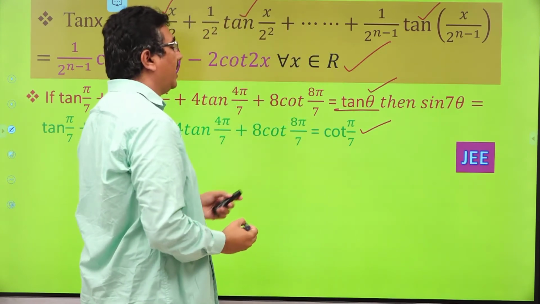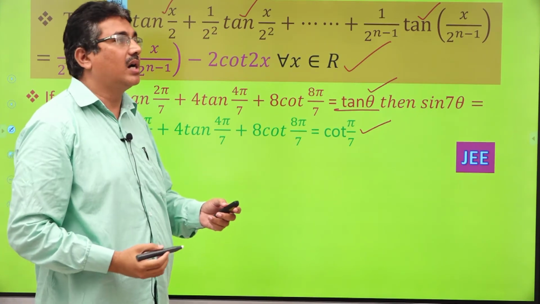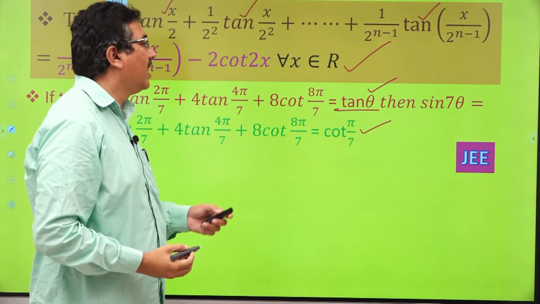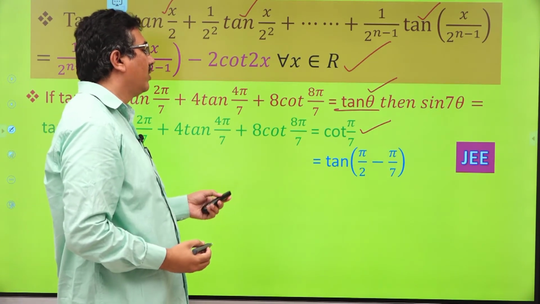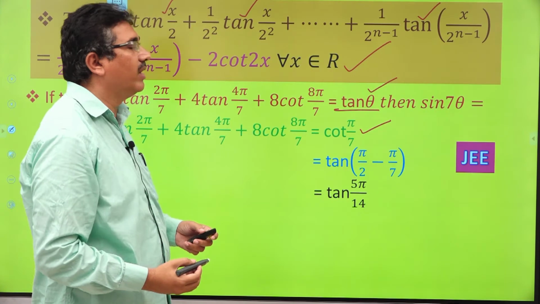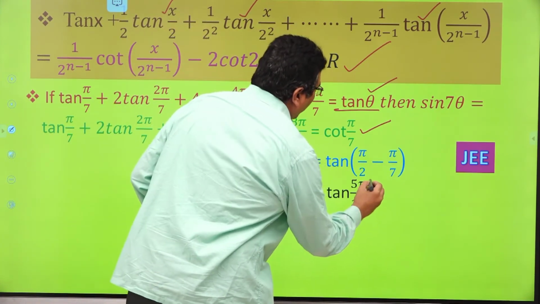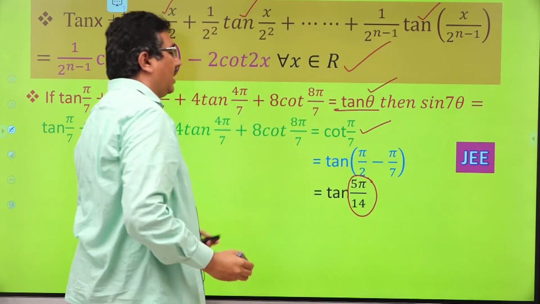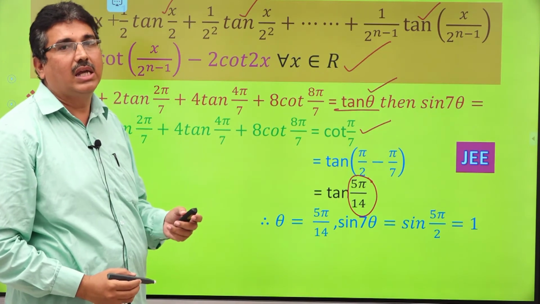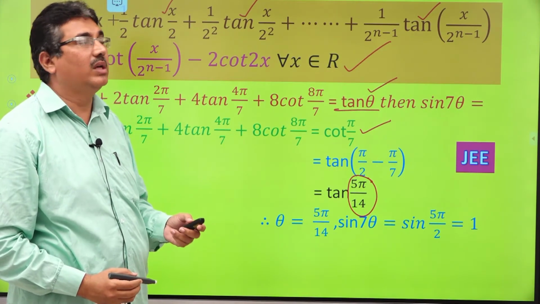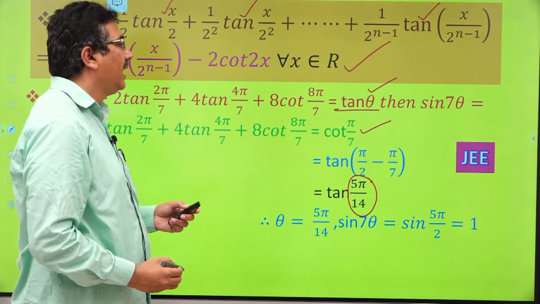Cot pi by 7, cot theta in terms of tan theta. Cot theta is equal to tan of pi by 2 minus pi by 7, that is equal to tan 5 pi by 14. Therefore, theta is equal to 5 pi by 14. Then sin 7 theta is equal to sin 5 pi by 2, that is equal to 1. Right? This is the example regarding the previous result.